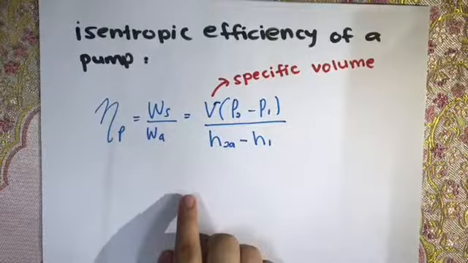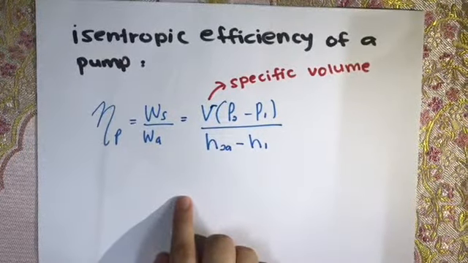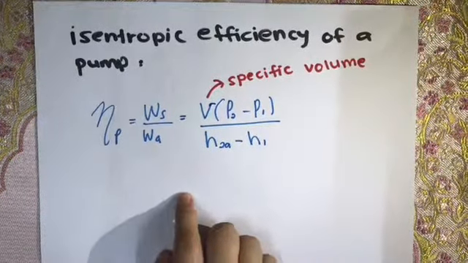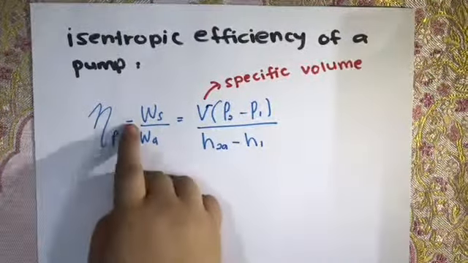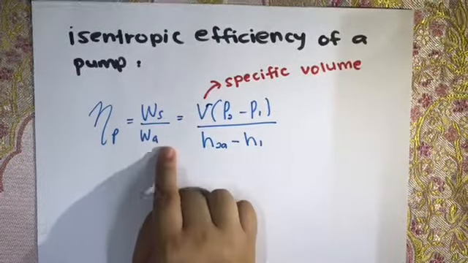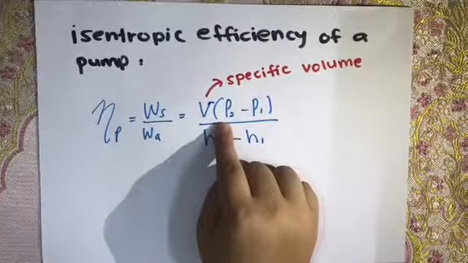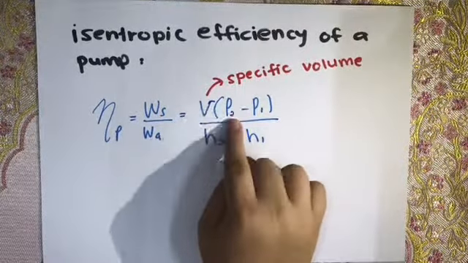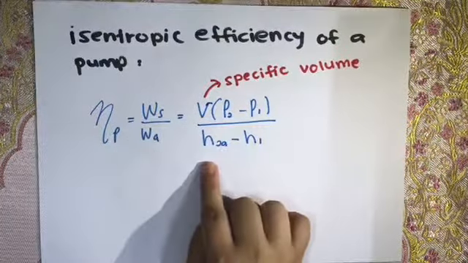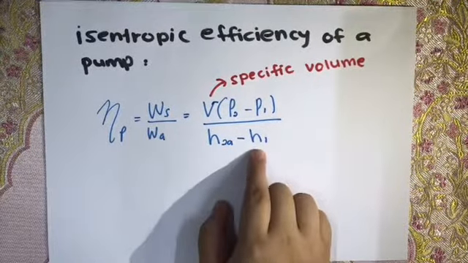When the changes in potential and kinetic energies of a liquid are negligible, the isentropic efficiency of a pump is defined similarly: efficiency of pump equals work isentropic over work actual, which equals the specific volume times the differential of pressure, over enthalpy of actual minus enthalpy 1.